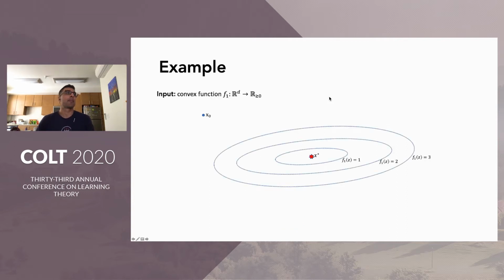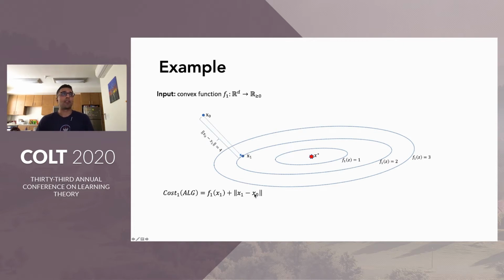Let's get started. You're given a convex function f1 that maps from the d-dimensional Euclidean space to the non-negative reals. In this particular case, I've denoted f1 by drawing its level sets. X star is the minimizer, and I've drawn the level sets for values 1, 2, and 3. You're also given a point x0, and you want to move to a point x1 to minimize the function evaluation cost, i.e. the hit cost, and the movement cost, which is the norm of x1 minus x0.